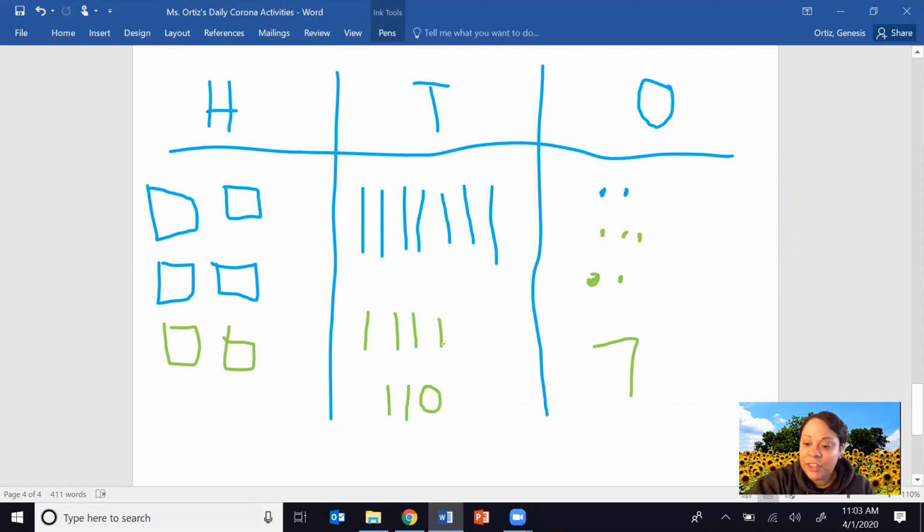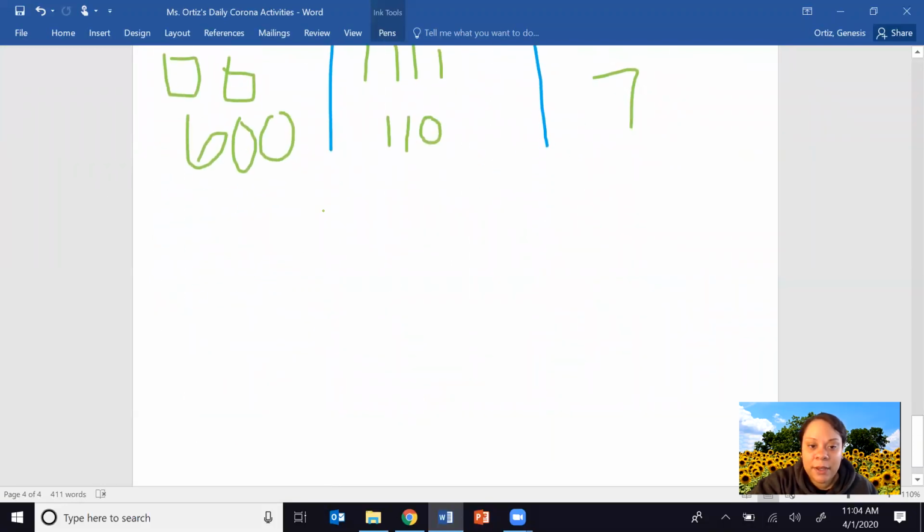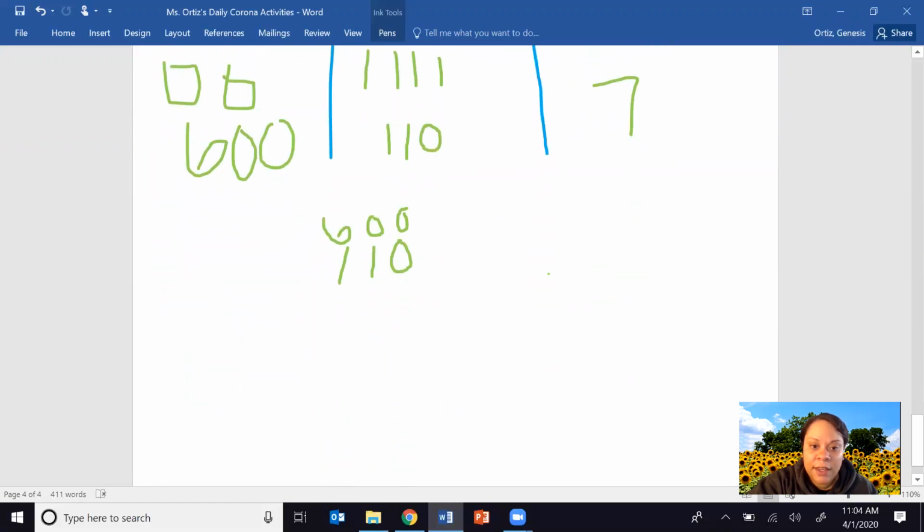So if we did the regrouping strategy, that's when we would circle 10 tens, cross it out, trade for 100. But today we're focusing on partial sums, okay? Then I have just 100, 200, 300, 400, 500, 600. 600, right? So instead of just writing 6, I'm writing 600 because we're doing our partial sums. So now I have my partial sums, and I'm going to line it up on top of each other. So I have 600, 110, and 7 ones.